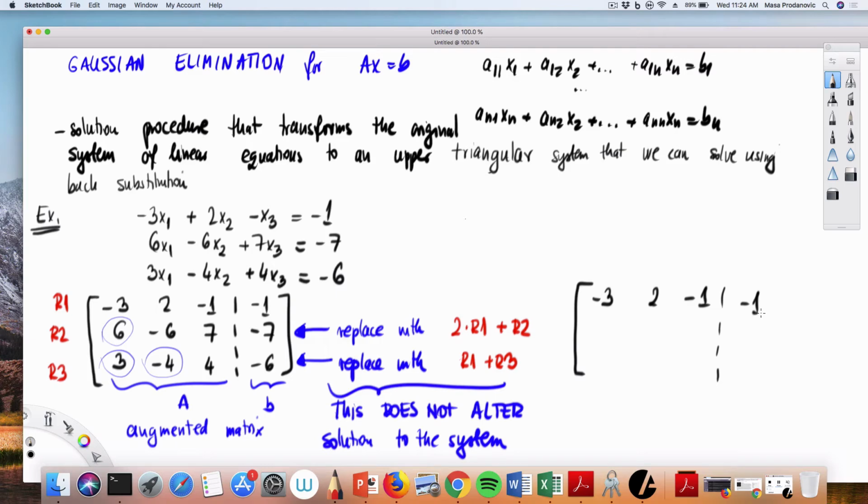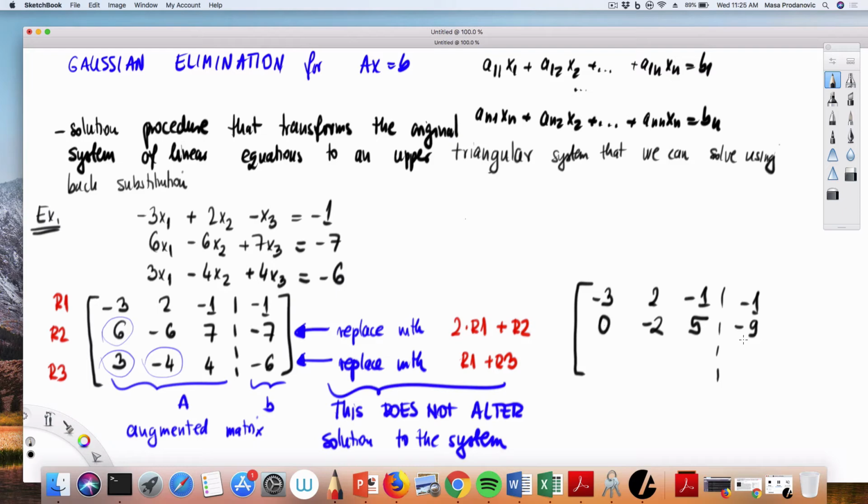So now if I have 2 times minus 3 is minus 6 plus 6 is a 0. 2 times 2 is 4, minus 6 is minus 2. 2 times minus 1 is minus 2, plus 7 is 5. And then on the right-hand side, this is my b. I have to change b at the same time. The coefficient is b. It's negative 9.